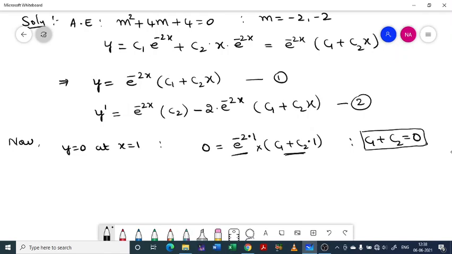Next, y dash equal to minus 1 at x equal to 1.